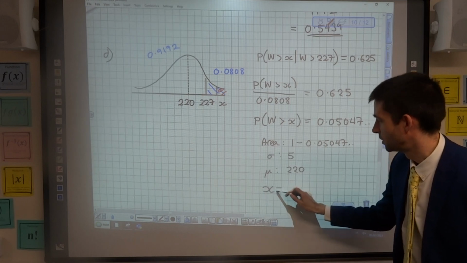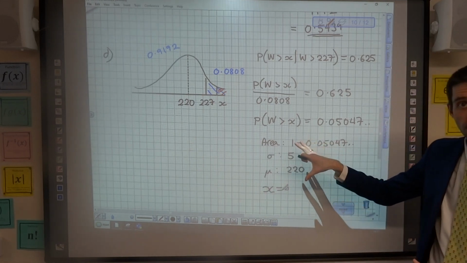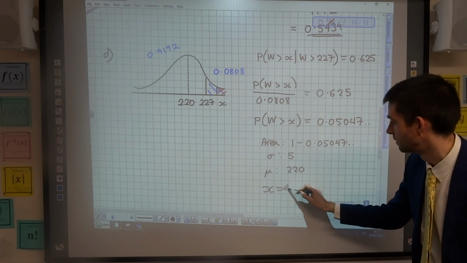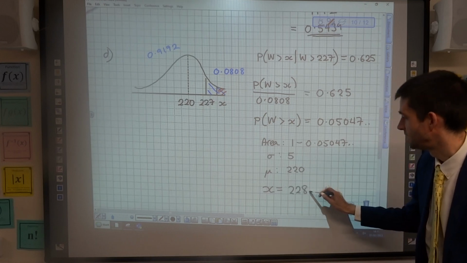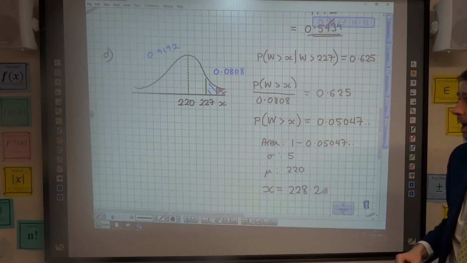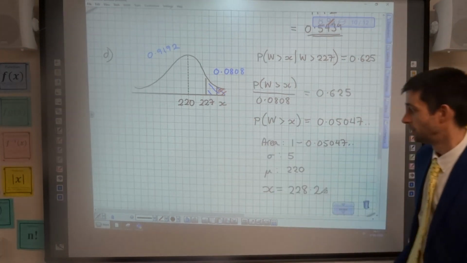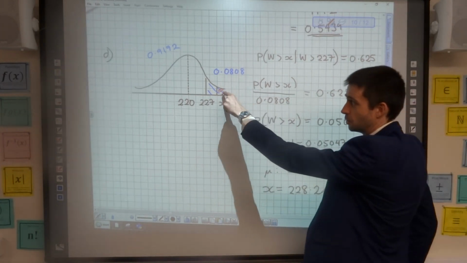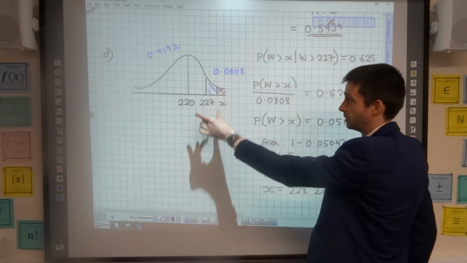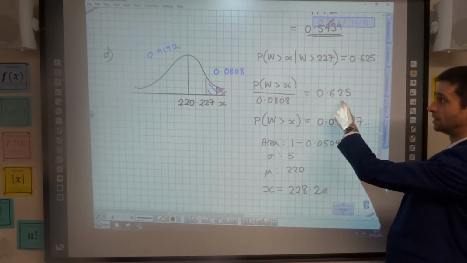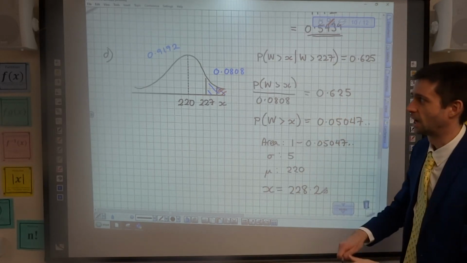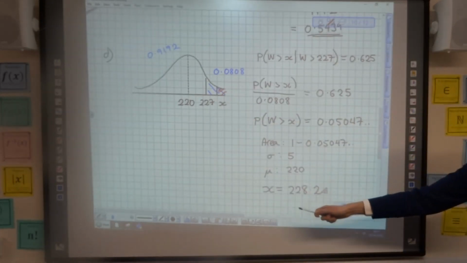And if I use the inverse normal function of a calculator with this information, it will tell me that the value of x is 228.2. Which makes sense. It's greater than 227. So the probability of being in the red bit, given that we're already in the blue bit, was 0.625, and we've just calculated that that x value is 228.2.